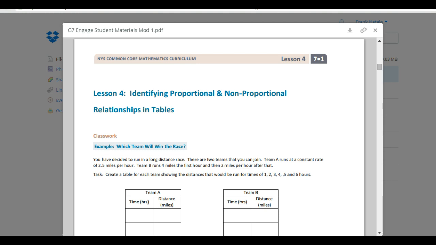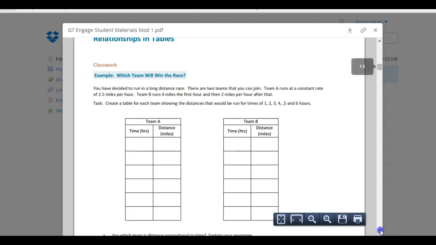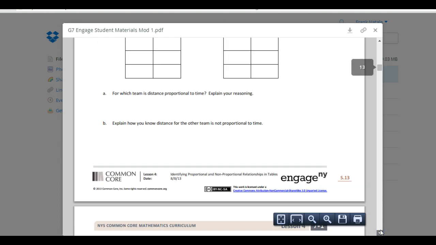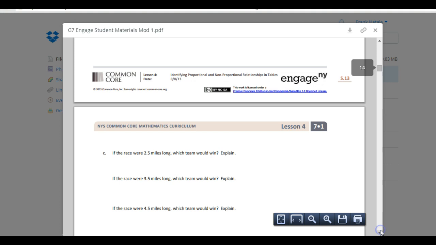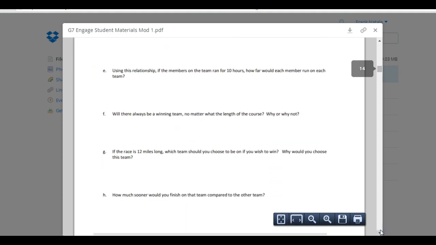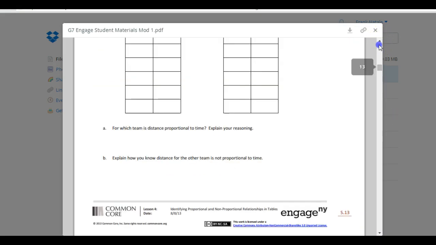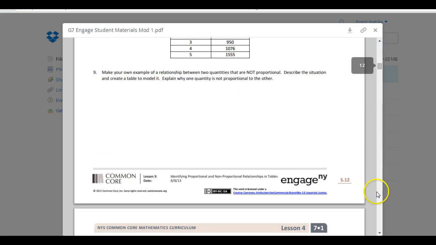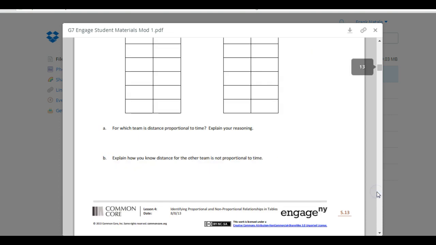Okay, and you're going to go ahead and do that, and following these tables are some questions, questions A through H. So I want you to go ahead and pause the video and take about 10-15 minutes, whatever you need, to complete these questions to the best of your ability, and come on back and we will look at them together. Okay, so see you soon.